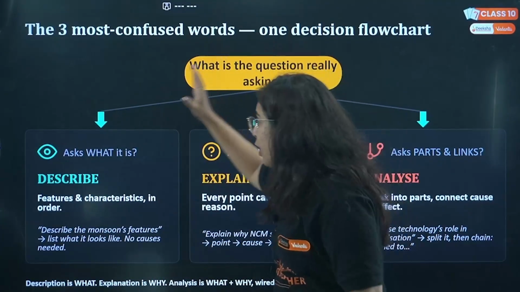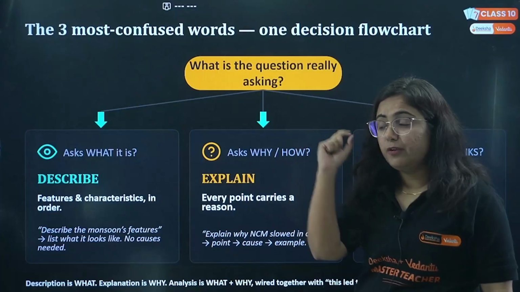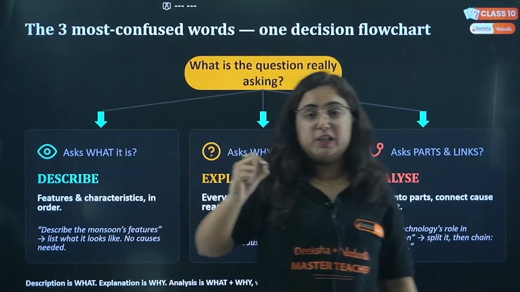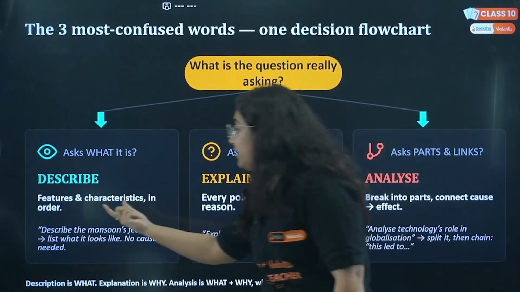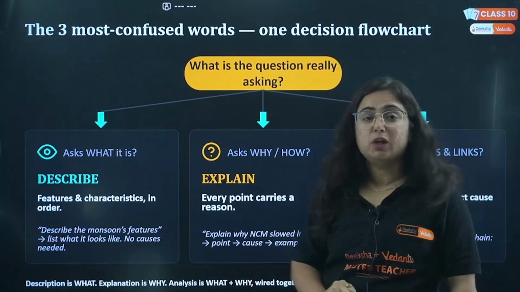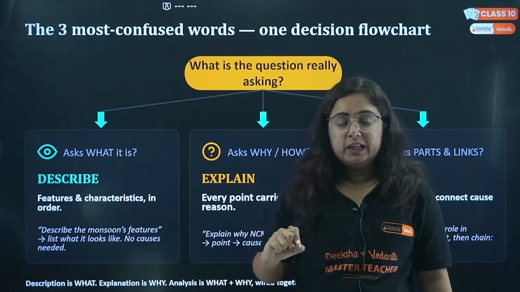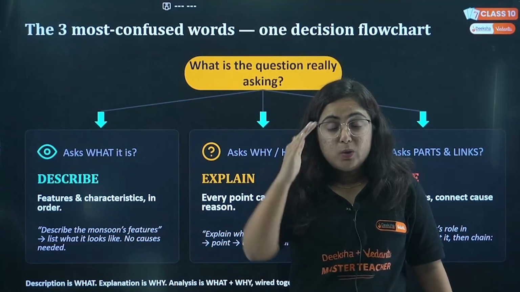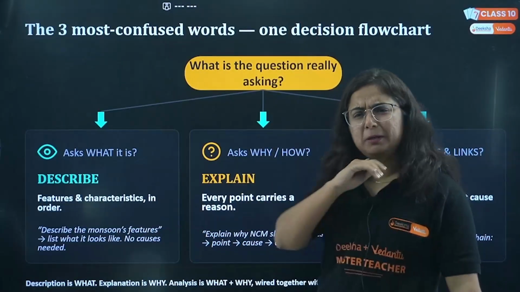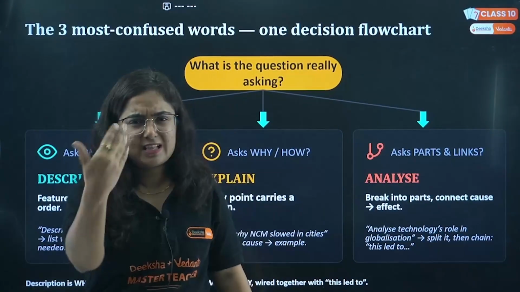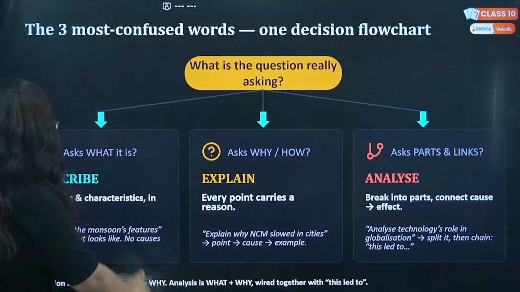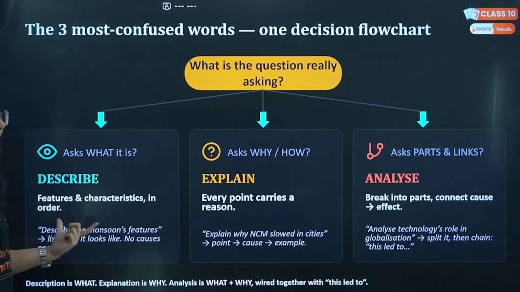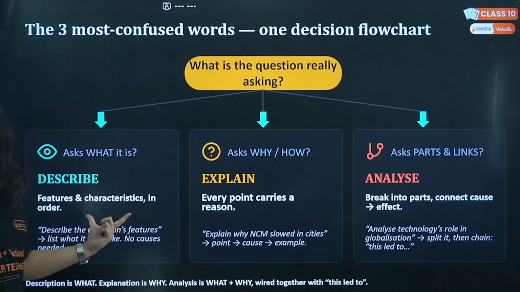Let me talk about the word describe. Whenever the word describe comes, for example, describe alluvial soil, you have to write the features and the characteristics in order. If you are a 9th student, you will get the question, describe the monsoon features of India. So you have to tell about the features. Now you might be thinking, ma'am, explain also, we will just explain the features. No, beta. The question describe will be asked to you only when they want the features and the characteristics of it.